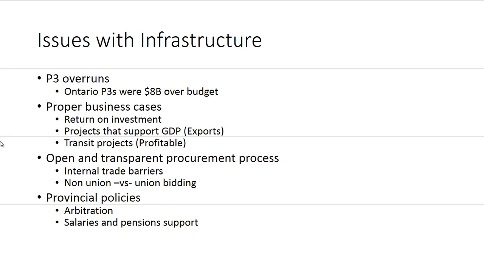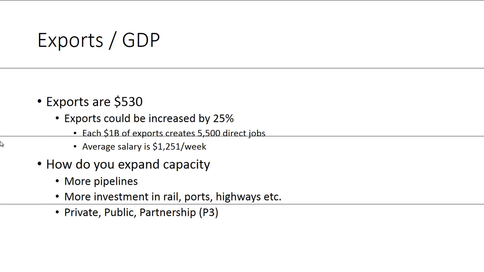Provinces themselves are causing some issues in terms of labor mobility that cause the cost of projects to rise. We'll talk about non-union and union contracts that can also raise the cost of those projects up. We can also talk about provincial policies which get completely ignored in this. If you've got a broken arbitration process or a broken reform system for salaries and pensions, then what's going to happen? That's going to add in the cost of government for provincial or municipal governments, which then reduces the amount they can spend on infrastructure.